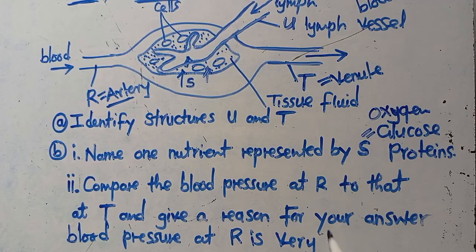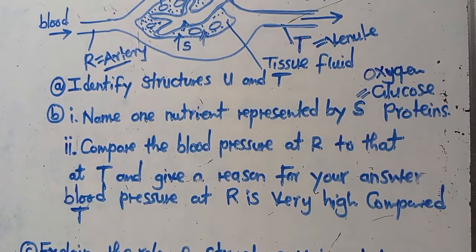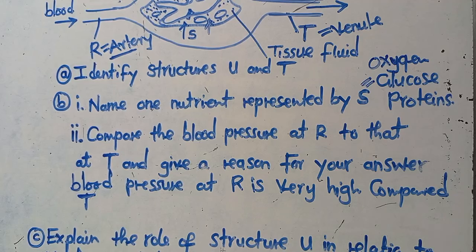Is very what? Is very high compared to T. Compared to what? Compared to T. Then they are telling you to give a reason for your answer. So what is the reason? Since we know that arteries carry blood at a high pressure, veins carry blood at low pressure, in other words. So they carry blood at a very high pressure compared to blood pressure at T.